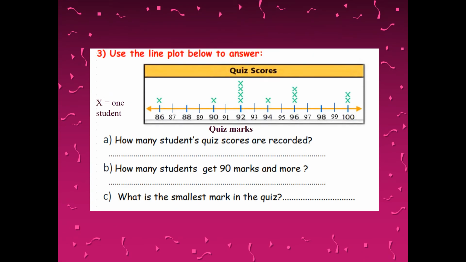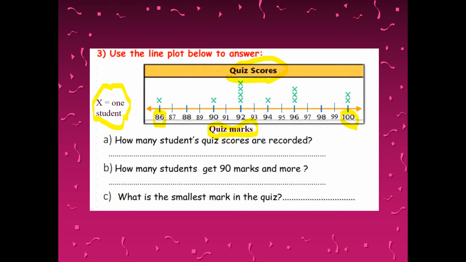Okay, so here in our graph, we're going to use the line plot below to answer. First of all, we're going to search for the key. The key here says each x represents one student. So our line plot here is about quiz scores. Okay, and here are the quiz marks. Our quiz marks start from 86. Here it's the smallest mark. So the smallest mark here is 86, and the greatest mark here is 100. And we put the numbers in order.